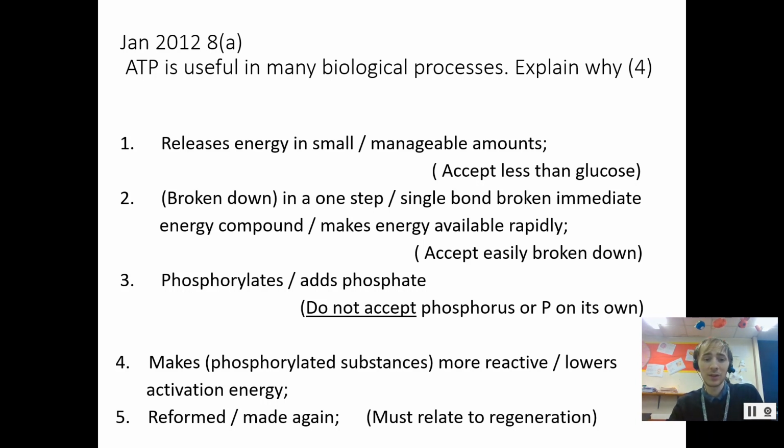Because by the end of year 13, points 3 and 4 will be very obvious to you, and it'll be one of those things that's going to be a duh moment. Yeah, I already knew that. But for now, 1, 2, and 5. 5 is the one I think people forget. Reformed and made again. That is important.